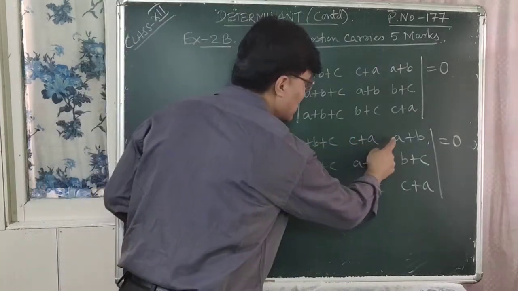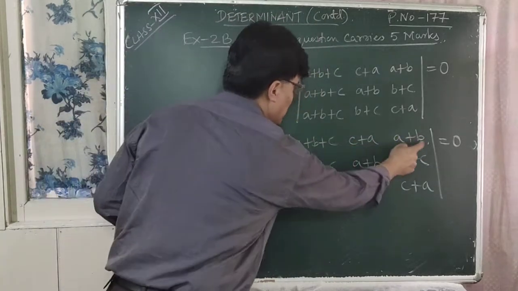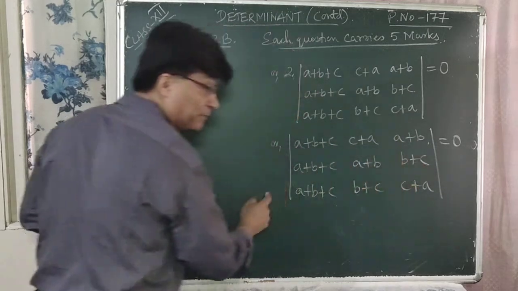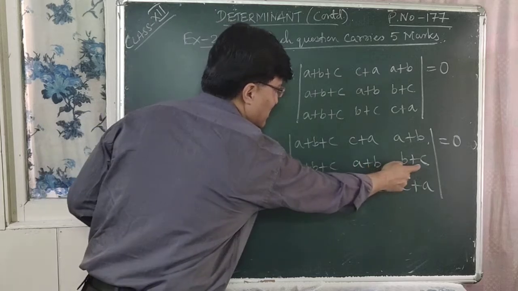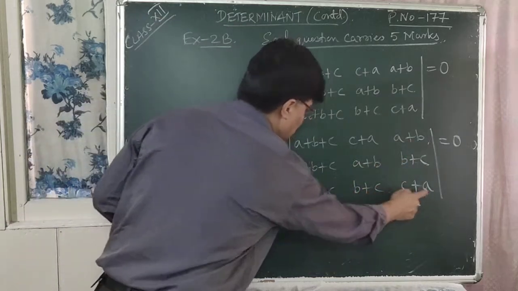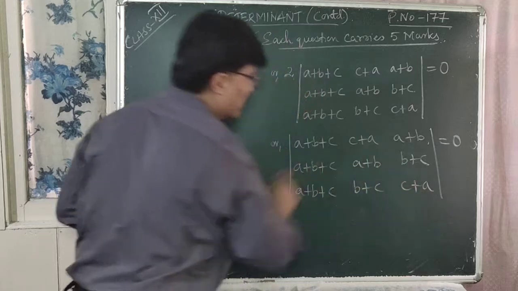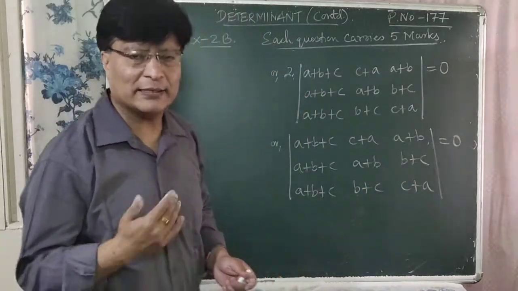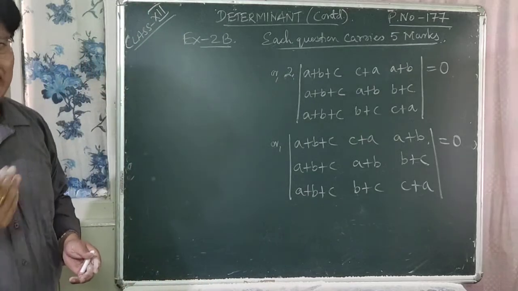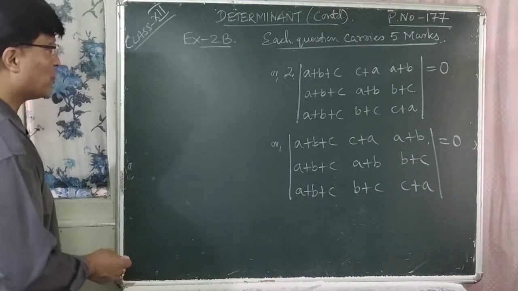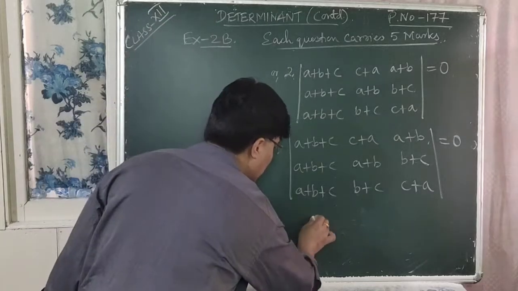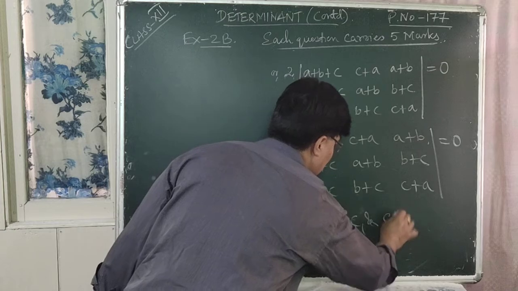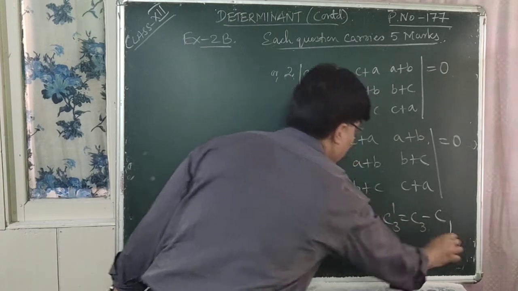If you do C3 dash is equal to C3 minus C1, what do we get? A plus B minus A minus B minus C, you will get minus C here. Here also B plus C minus B minus C minus A, that is minus A is here, right? C plus A minus C minus C minus B is here. That means we are converting all these elements in the second column and in the third column into single elements. Okay, so let's use the property now.